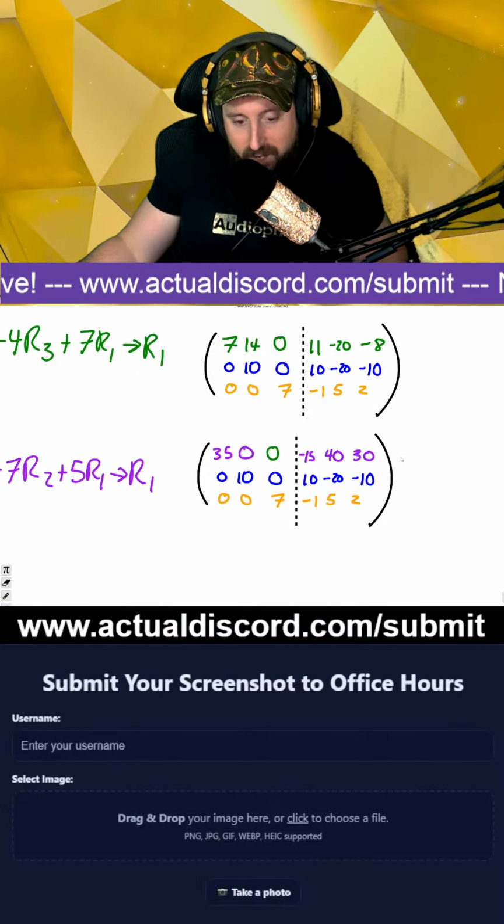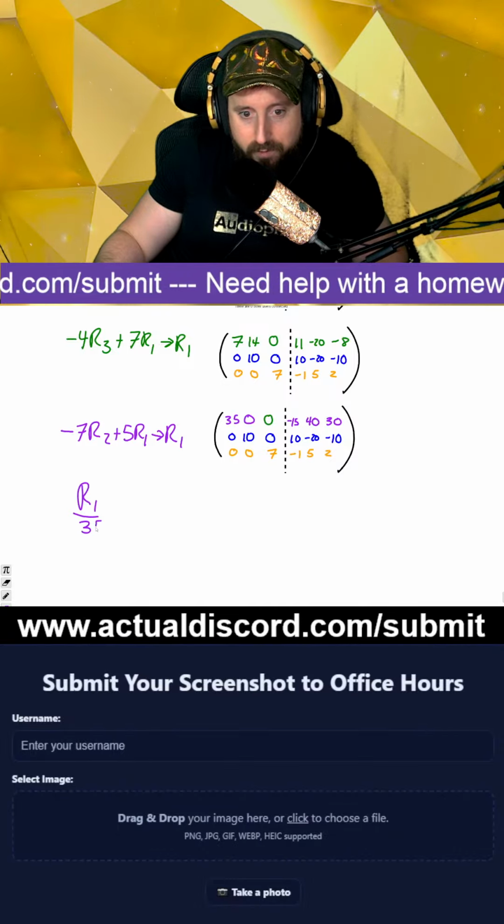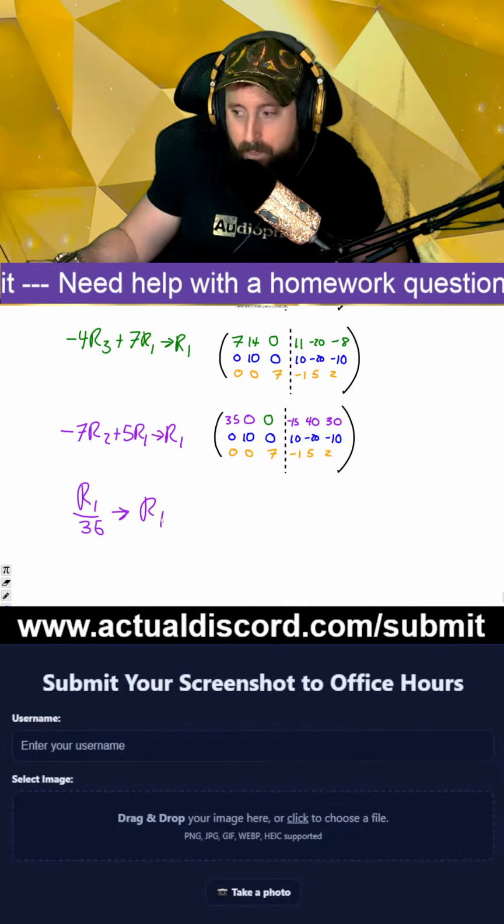Final step is to divide. Right? So R1 over 35 gives you R1.